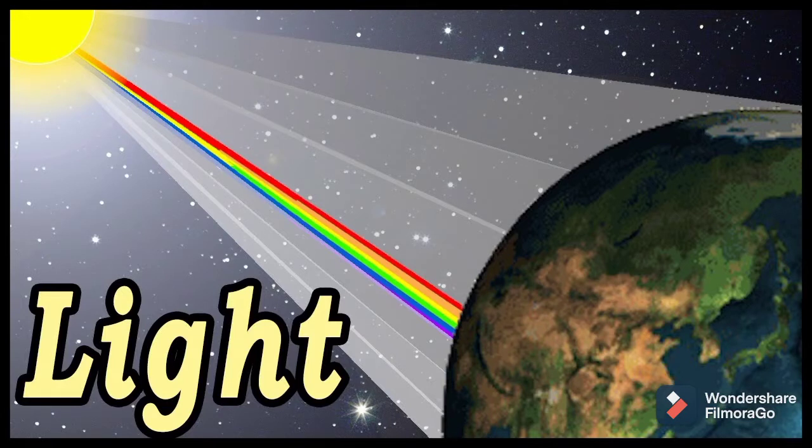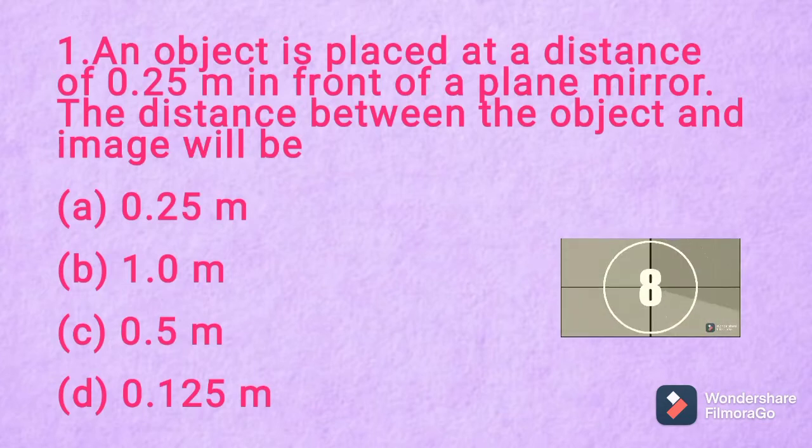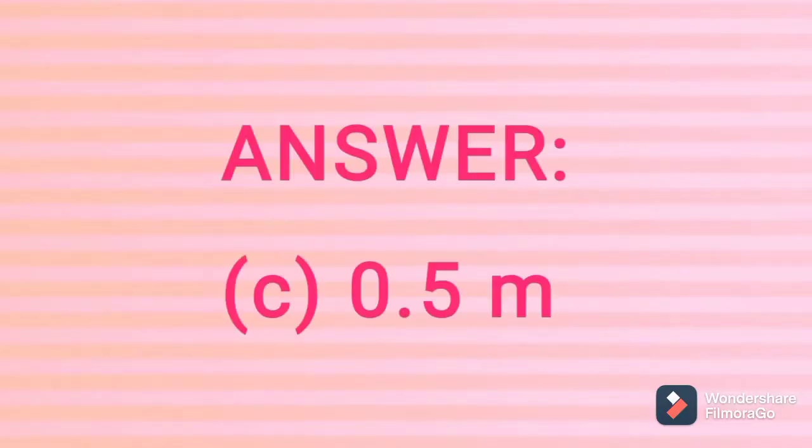Today let us discuss MCQs of Physics chapter 10, Light Reflection and Refraction. First question. An object is placed at a distance of 0.25 meter in front of a plane mirror. The distance between the object and image will be: option A 0.25 meter, option B 1.0 meter, option C 0.5 meter, option D 0.125 meter. And the answer is option C, 0.5 meter.